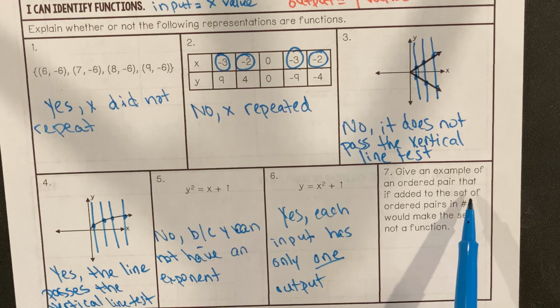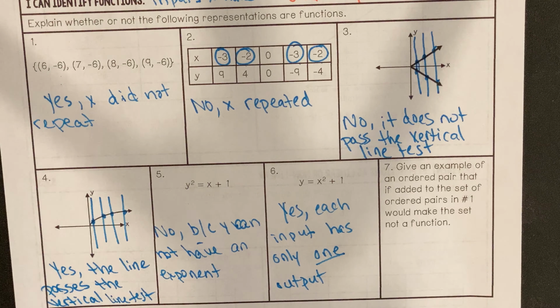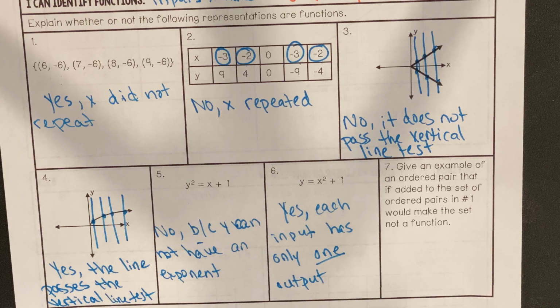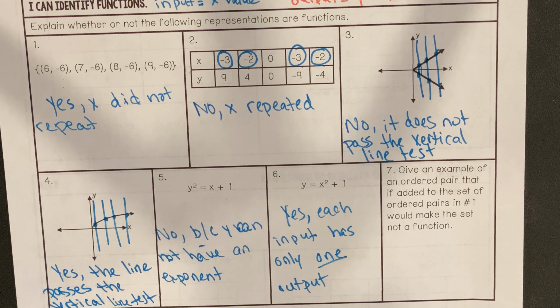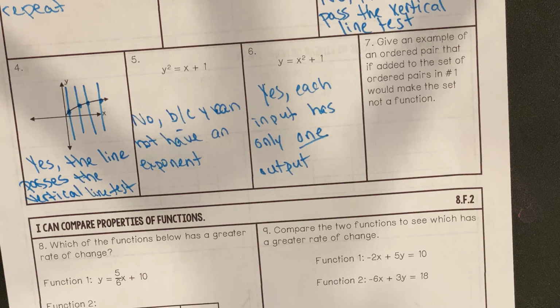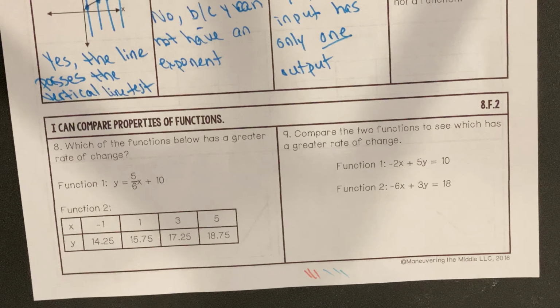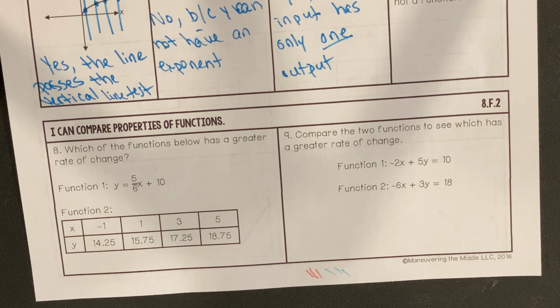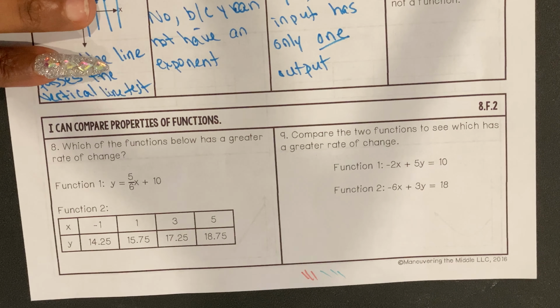So for here, this is more of just you giving an example of an ordered pair. Because our answers are going to be different, we don't really need to do that. You can just pick one. But like I said, this is just your review sheet. This is not the actual work.